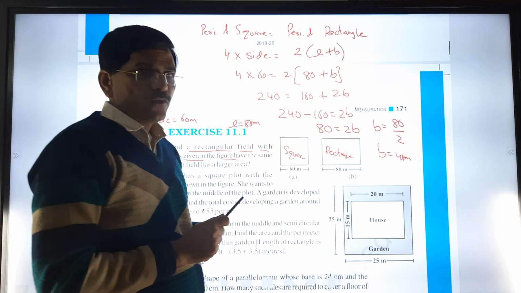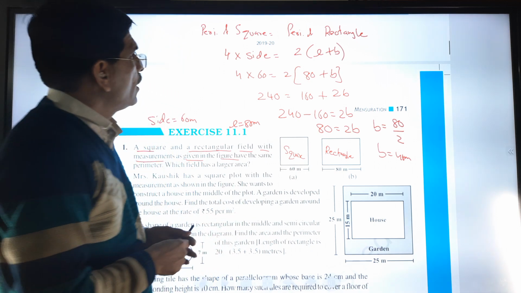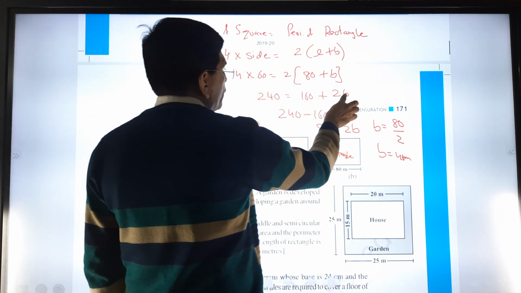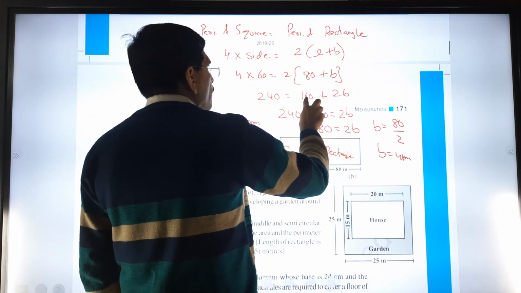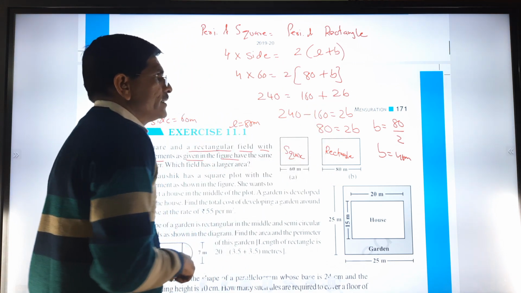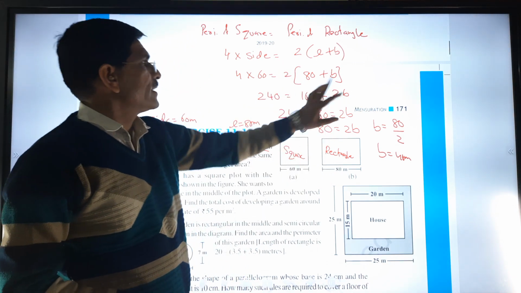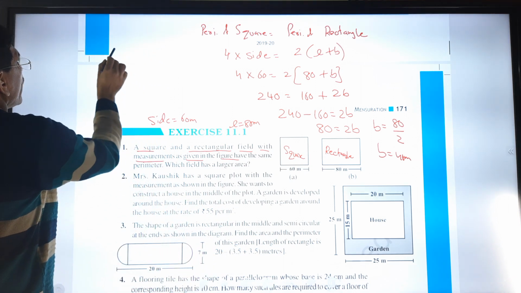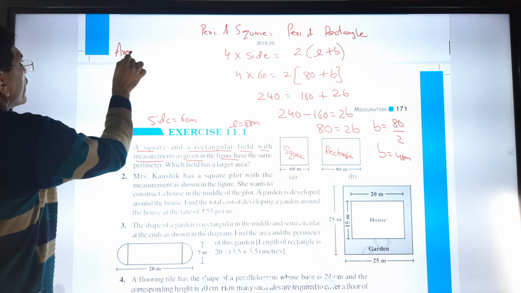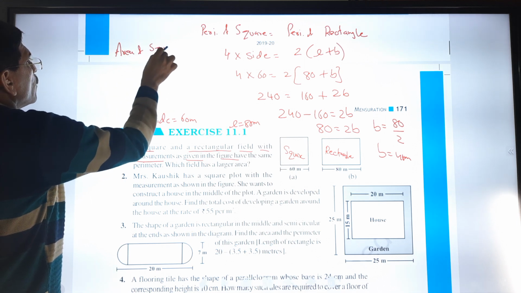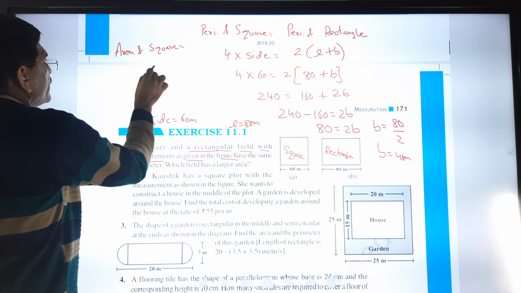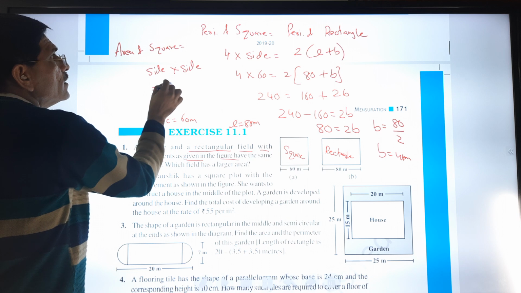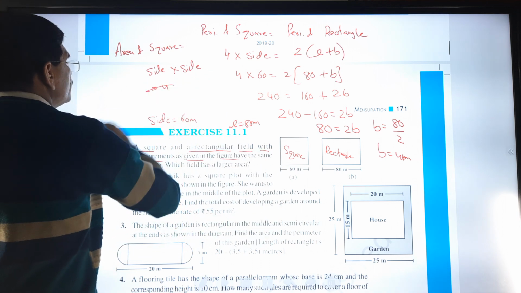Now what we have to find out? We have to find out area also. Now for checking purpose, I have to get 240 anyhow. So if I put 40 here, 2 into 40 is 80, 80 plus 160, that is 240. Now what we have to find out? Area. Area of square, we know, that is side into side. So we can easily get the answer, 60.